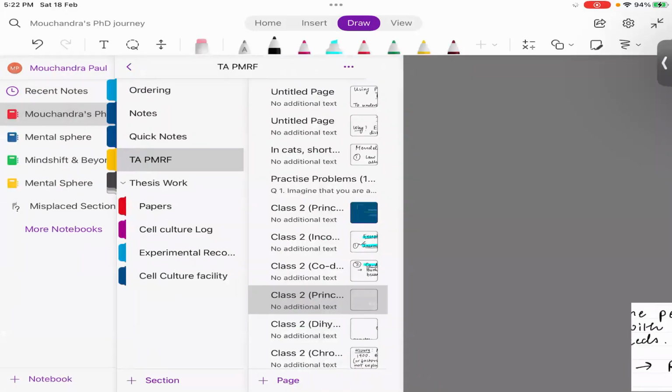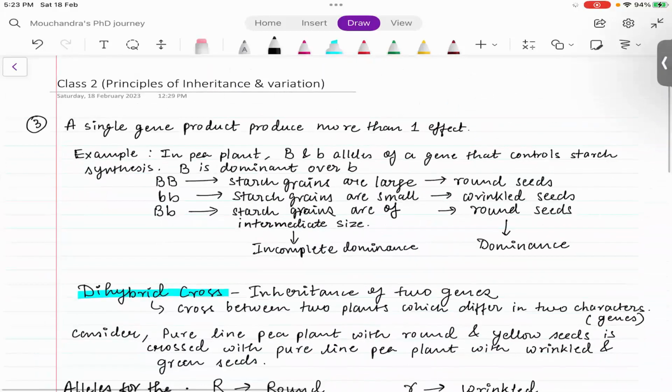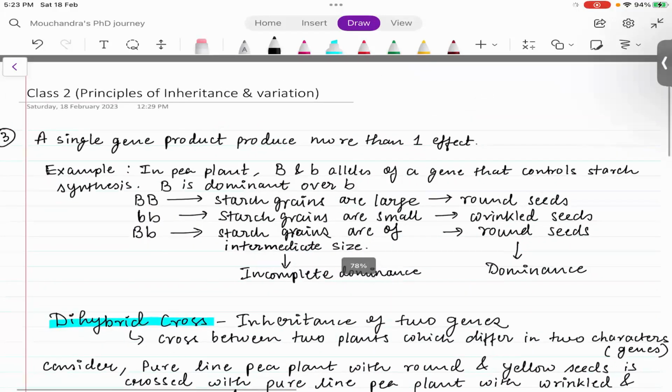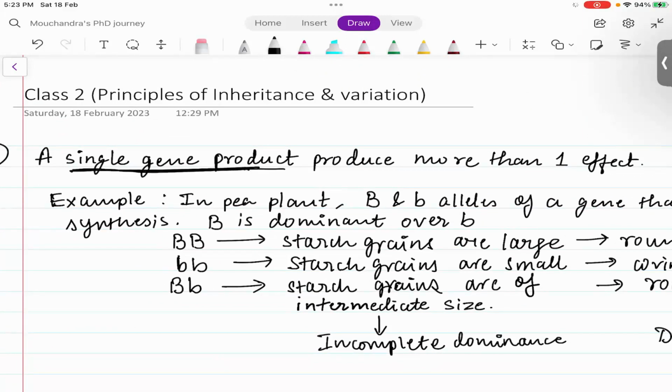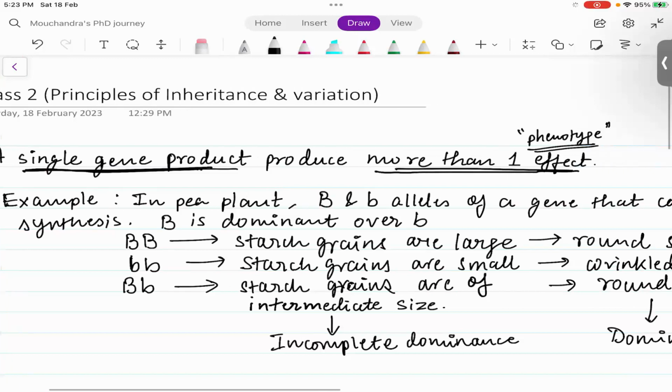Another exception to Mendel's laws of inheritance is that a single gene product can give rise to more than one effect. Effect means phenotype. It can give rise to more than one phenotype, which was not the case with Mendel's monohybrid cross, right? If there is an allele for round seed shape, only the round seed shape will be present. But it is possible for a few exceptional genes that they can give rise to more than one phenotype. So this is an example for that.